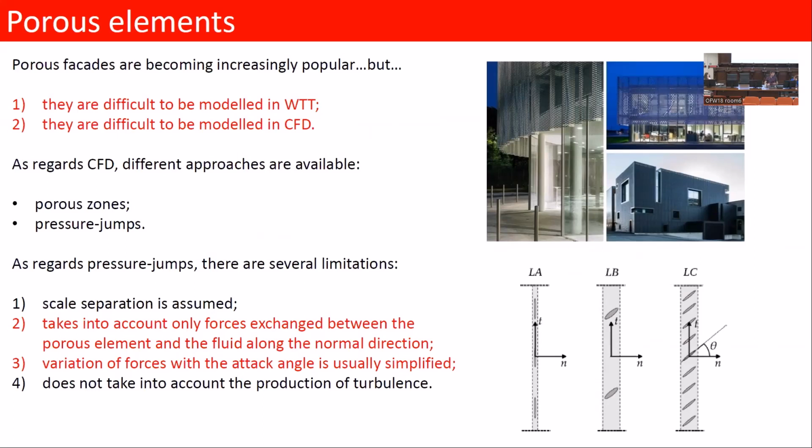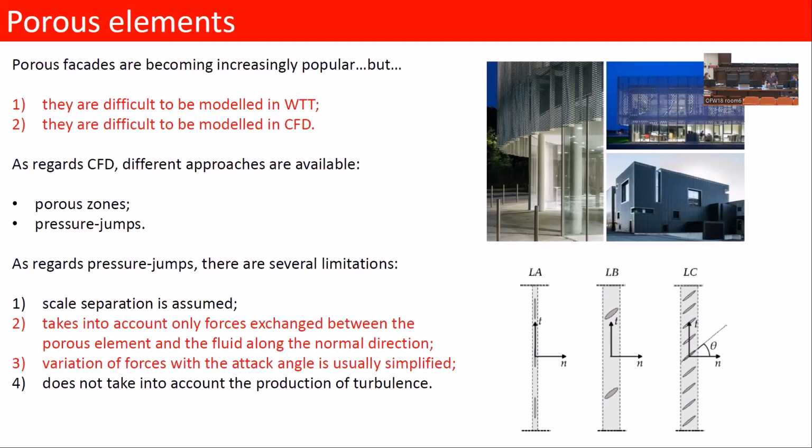And with CFD, it's very hard. In wind tunnel tests, it's very hard as well. You have two options in CFD. You can have porous zones, so you make a thickness, you really mesh in the volume a porous material, or you make a pressure jump, basically. Pressure jump is much easier.